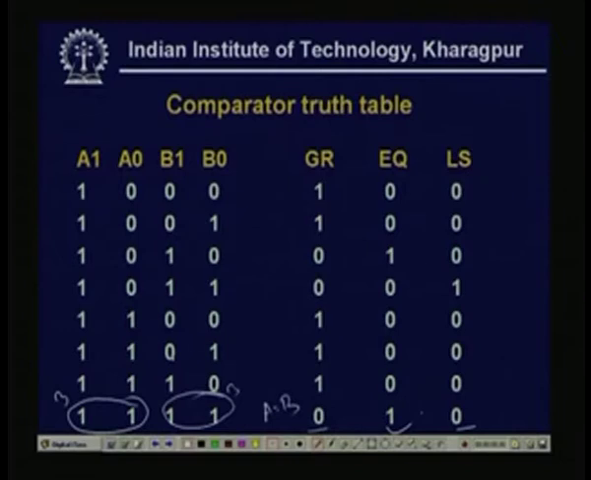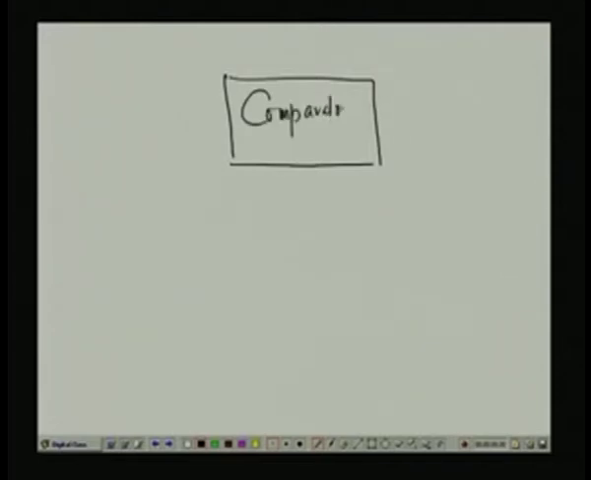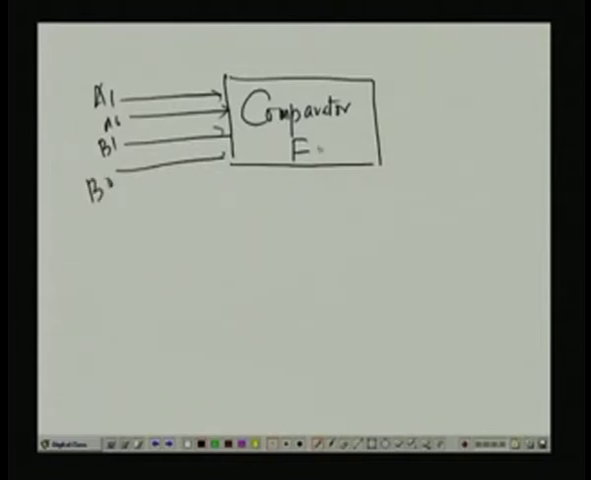So, these truth tables are given. We have already discussed the design procedure. Say there is one comparator function F, and there are 4 inputs A1, A0, B1, B0. There are 3 outputs GR, EQ and LS.